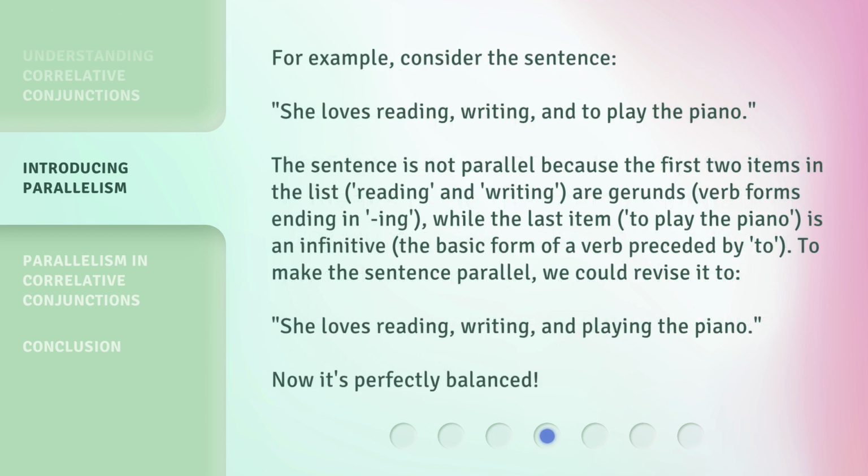For example, consider the sentence, "She loves reading, writing, and to play the piano." The sentence is not parallel because the first two items in the list, reading and writing, are gerunds, verb forms ending in -ing, while the last item, to play the piano, is an infinitive, the basic form of a verb preceded by "to." To make the sentence parallel, we could revise it to, "She loves reading, writing, and playing the piano." Now it's perfectly balanced.